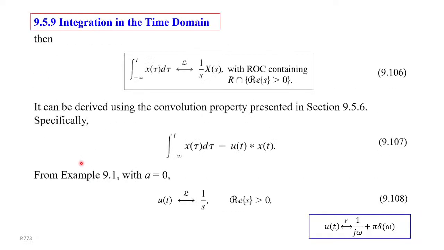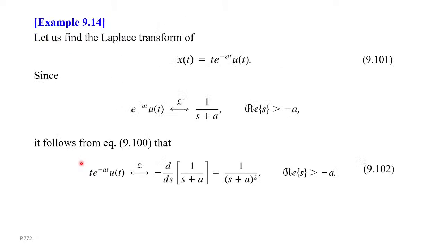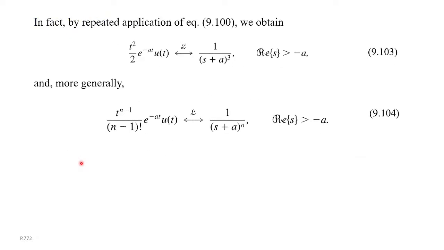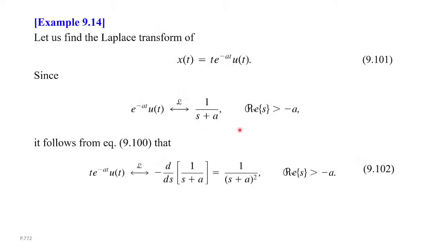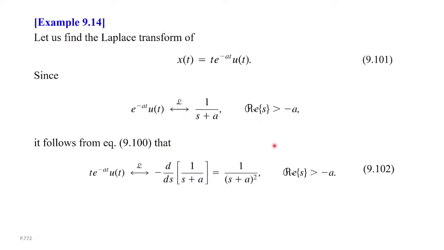Oh, and you can probably derive this as a homework exercise, when the ROC is on the other side, right? Then the ROC is Re(s) less than -a. Then you need to start with the ROC on the other side and do differentiation from there. Okay.